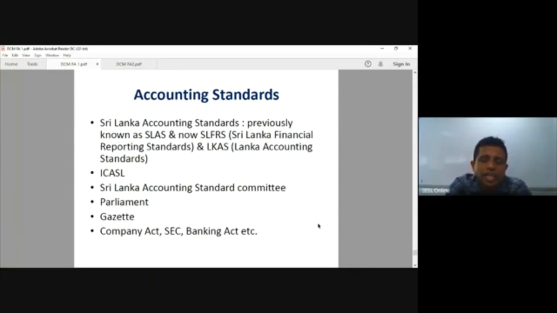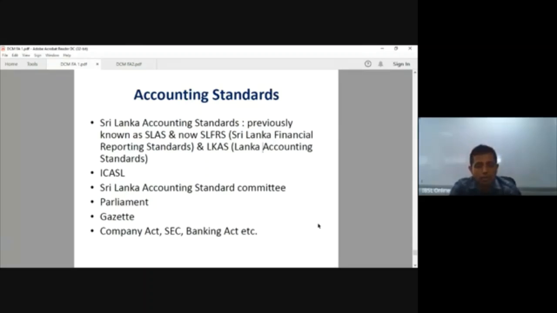And apart from that, there are some requirements from the Companies Act, some requirements from the Securities and Exchange Commission, some requirements from the Banking Act, and some requirements from insurance, wherever applicable, right?